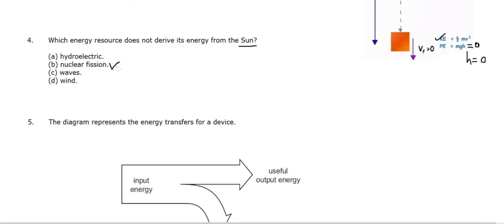So we know that in nuclear fission, the splitting of the nucleus occurs and it does not require any external energy because it is a nuclear phenomenon. And waves are the result of the energy coming from the sun. Wind is also the result coming from the sun's heat. So all these are not options. So option number B is the only option which does not derive its energy from the sun.